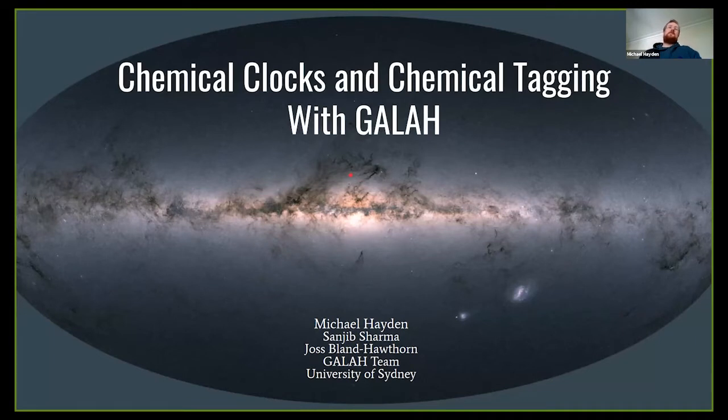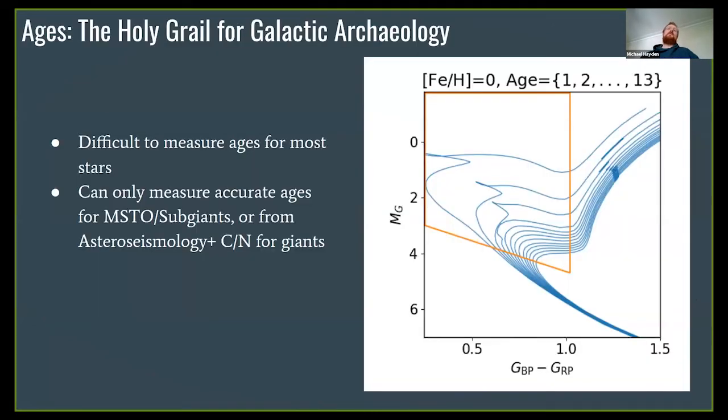I'm Michael Hayden from the University of Sydney, and I'm going to talk to you about chemical clocks and chemical tagging with GALAH. So why do we want to do all this? Well, ages are kind of the holy grail for galactic archaeology. If you want to study the formation and evolution of the Milky Way through time, you really need something on that time axis. But it turns out it's actually really hard to measure ages for most stars you observe.